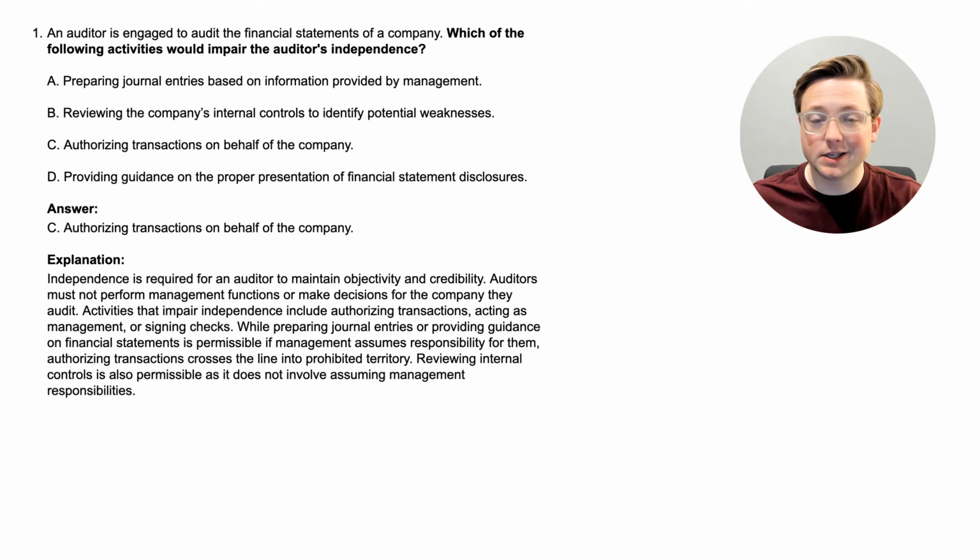So basically, the gist here is if you are an auditor, but you are starting to do things for the company, like managing its employees, or signing checks for them, or basically starting to help them run the company rather than just being an advisor or just being an auditor, that's when you have impaired your independence at that point. So again, you can't be doing management responsibilities or authorizing transactions on behalf of the company or anything similar to that. So that's another rule about independence.